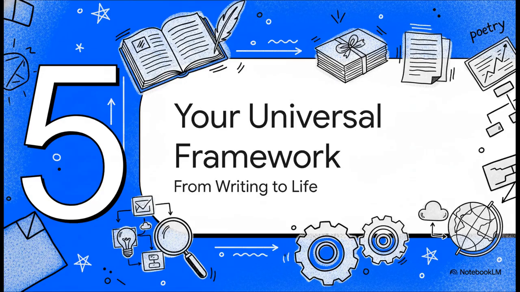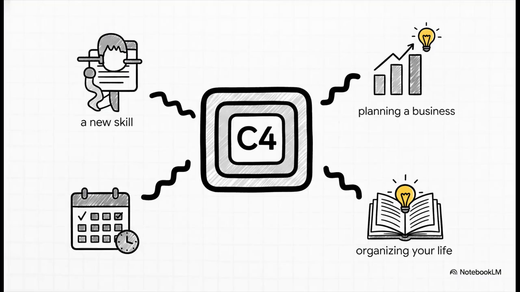So let's zoom all the way back out one last time. We've seen how this model can decode a poem and structure a paper, but honestly, its potential is so much bigger than that. Because when you get right down to it, the C4 model isn't really about software or poetry at all. It's a universal framework for taming complexity, for making sense of chaos. Whether you're trying to start a business, learn a new language, or even just get your life organized, these 4 layers, context, container, component, and code, can give you a clear path forward.